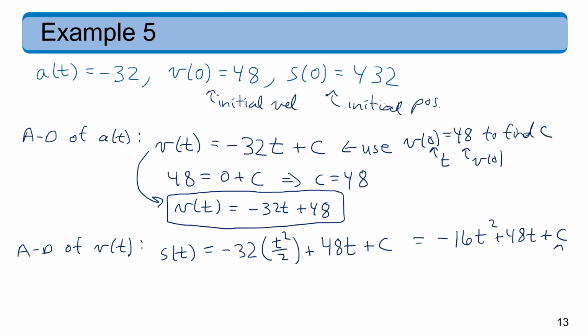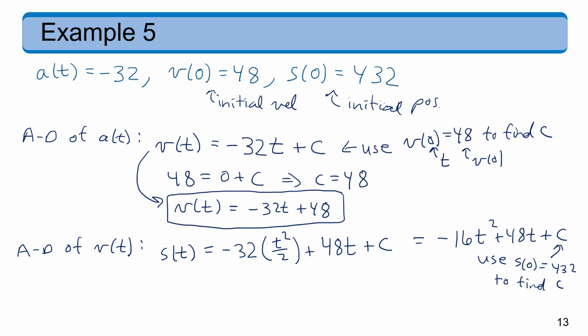We always use an initial condition, if we have it, to find the correct value for the c. Okay, this function is s of t. It's a position function. So we need to use the initial position, which was s of 0 equals 432, to find the value of c. So the numbers we're substituting in this time, 0 for t, 432 for s of 0. The s of 0 is on the left. That'll be 432. And on the right, wherever you see a t, plug in 0.